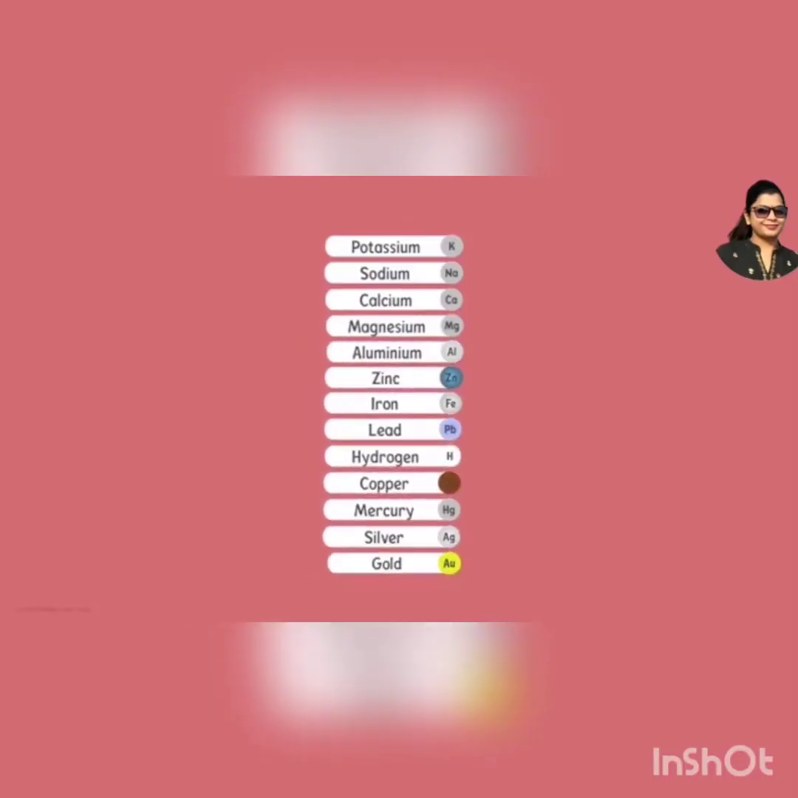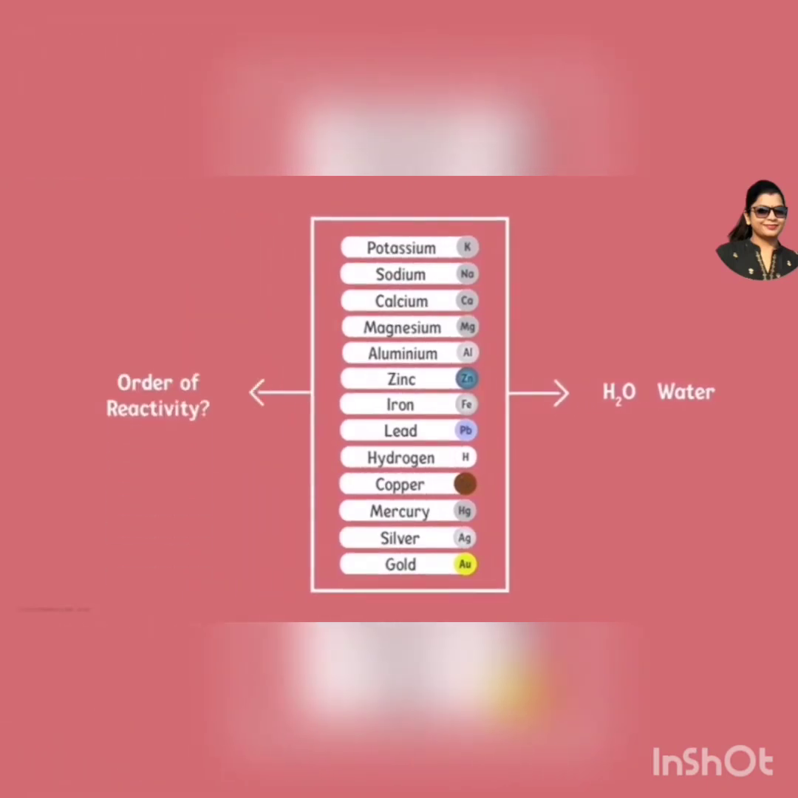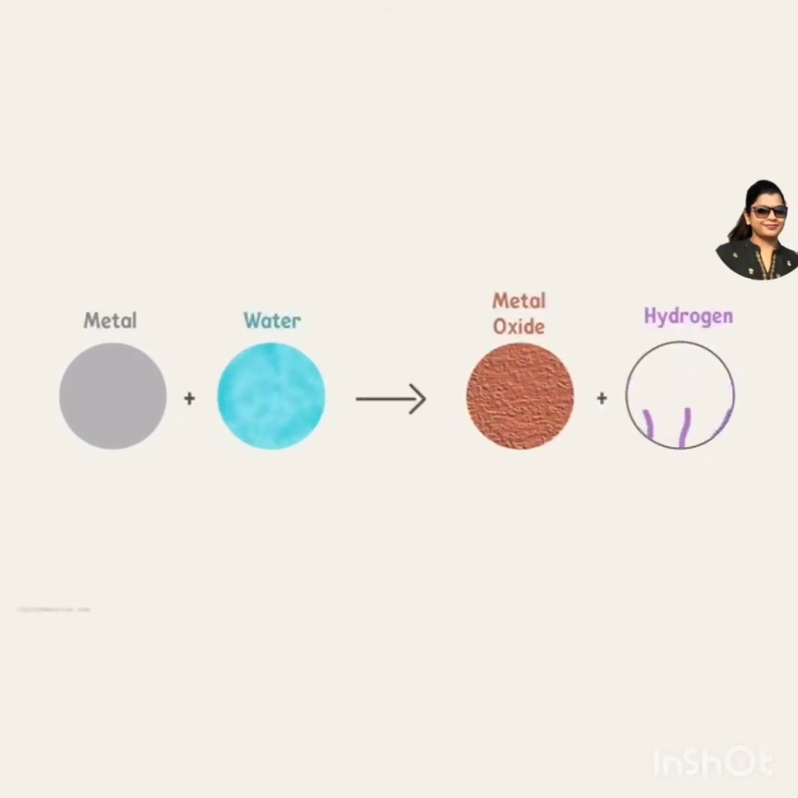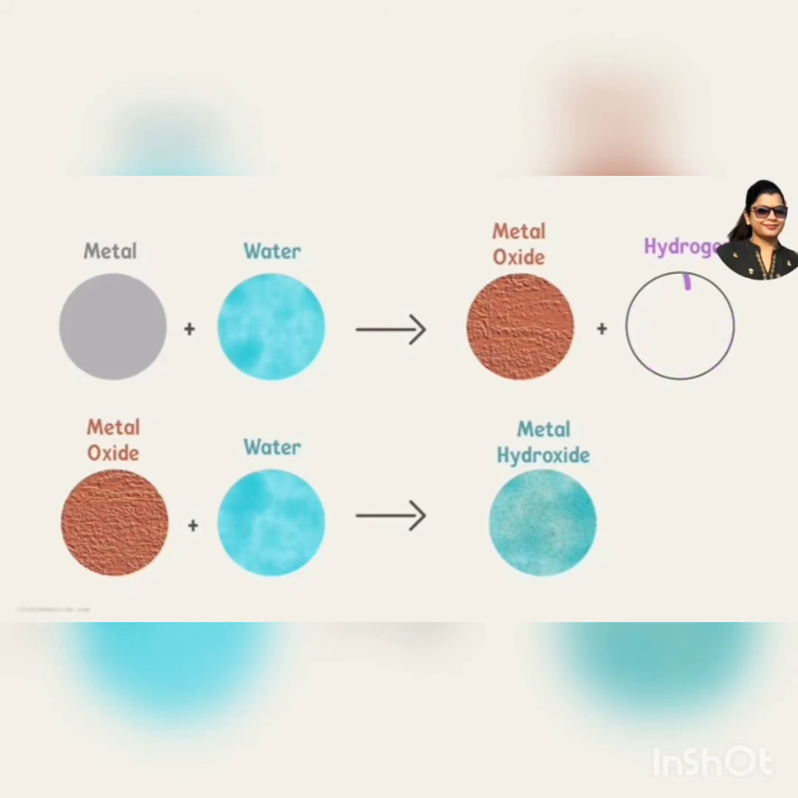Take samples of metals to check how they react with water. Don't forget our basic aim: to find out the order of reactivity of these metals. If a metal reacts more vigorously with water, then it is said to be more reactive than the one that doesn't react as much. In general, metals react with water to form metal oxides and hydrogen gas. And if the metal oxide formed is soluble in water, it will dissolve to further form metal hydroxide.